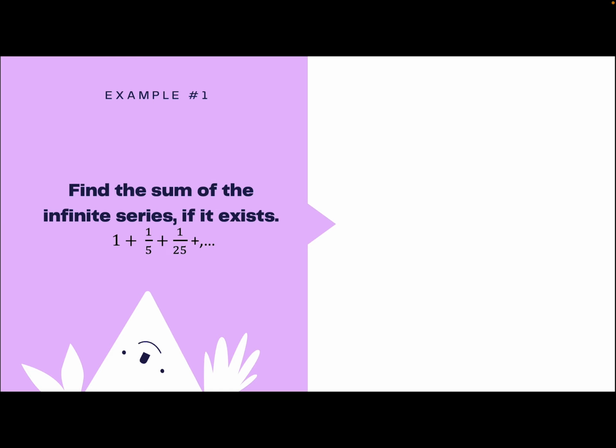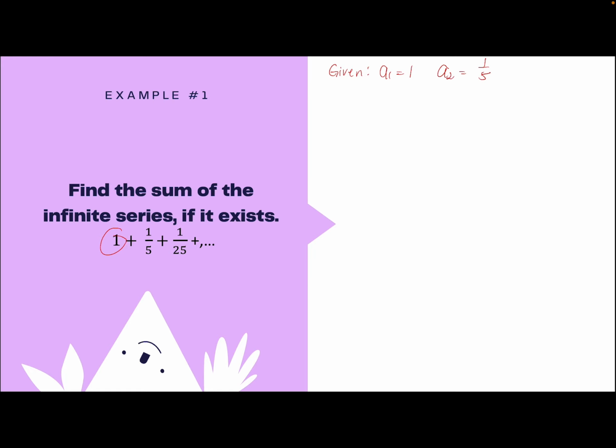So, now let's have our example number 1. We're going to find the sum of the infinite series if it exists. So, we're going to try if 1 plus 1 over 5 plus 1 over 25 is existing. So, to answer this example, let's have our given. Ang first term natin dito ay 1. Ang second term na given ay 1 over 5.